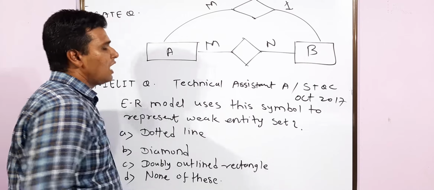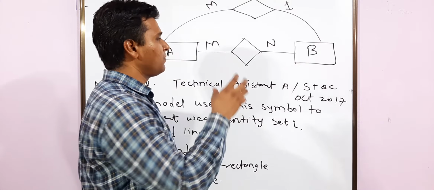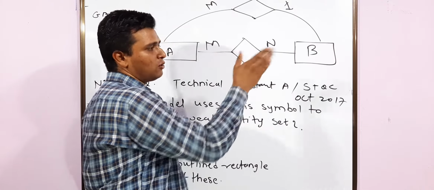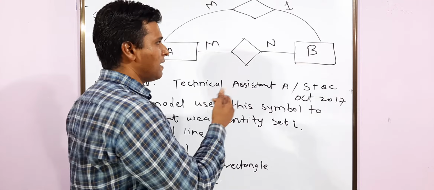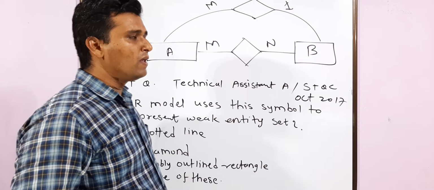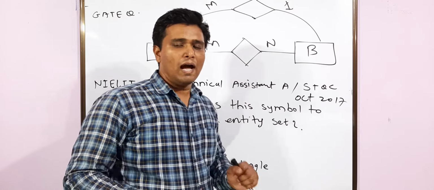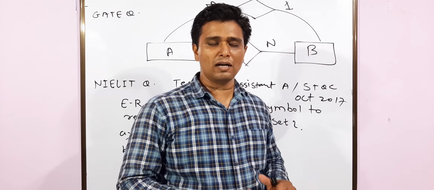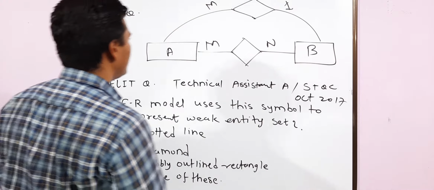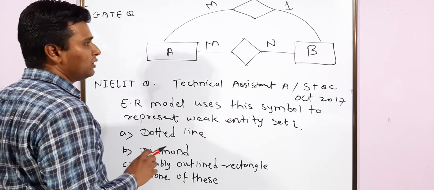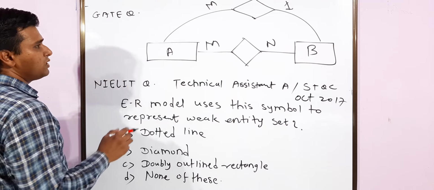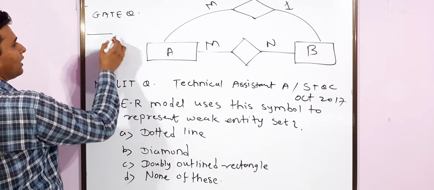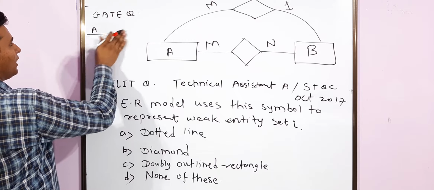The question asked is: what is the minimum number of tables formed when we convert this ER into tables, and what is the maximum number of tables that can be formed? Now, in designing we always try to have a minimum number of tables, because that is the best design strategy. According to the rule that we have studied, we are going to have one table for A.